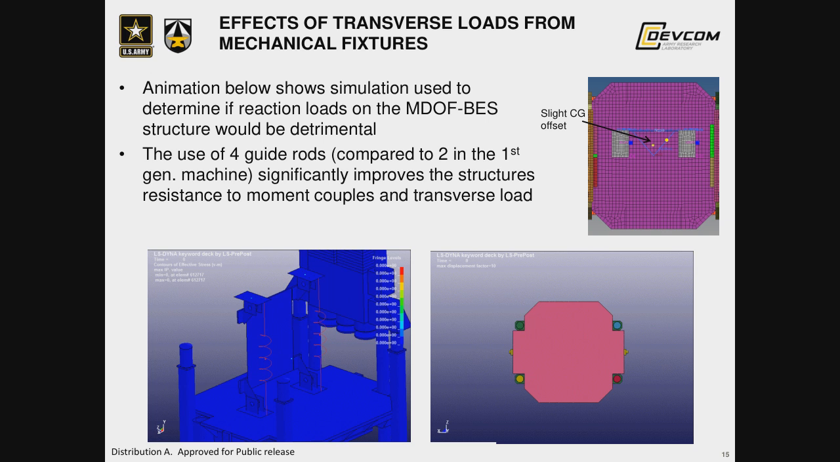Here we have further animation showing what we call the kick loads, or resistance to kick loads imparted by transverse loads. As I mentioned, the second generation machine is much more rigid than the first generation machine, which had only 2 guide rods at the left and right of the test platform, second gen having 4. So it resists kick loads much better.